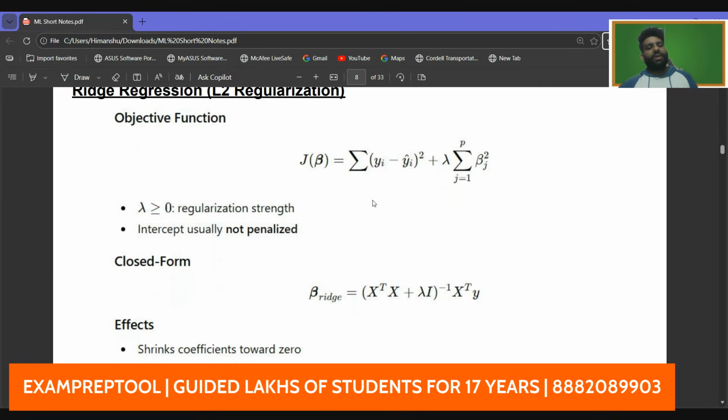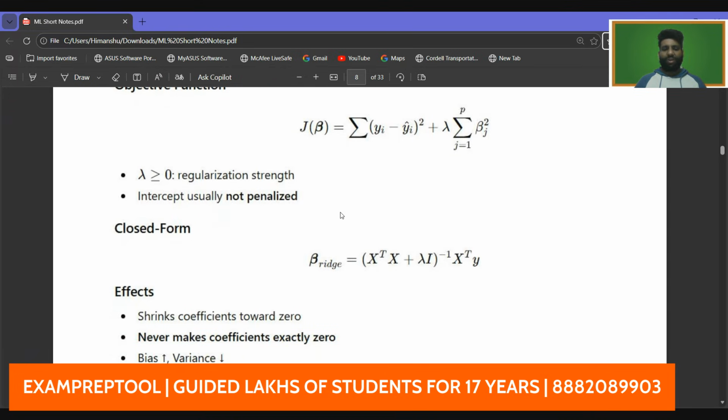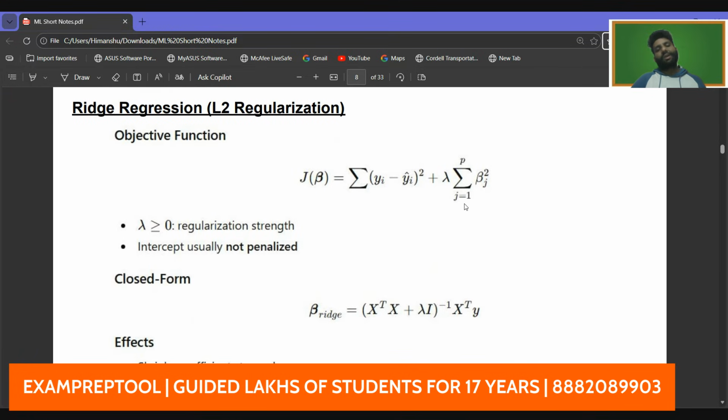Now the next thing would be: does any kind of closed form exist? Yes, we have a solution there as well: X transpose X plus lambda I. You can see lambda I is the component which gets added as compared to your multiple linear regression. This is the only difference, because lambda is being added over here as part of the regularization.